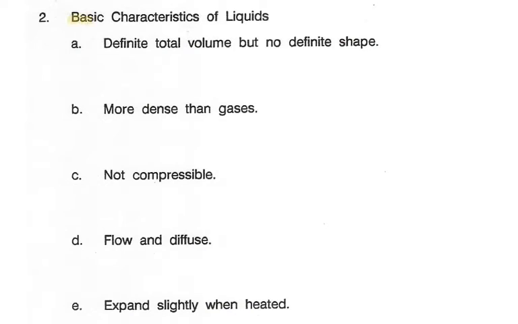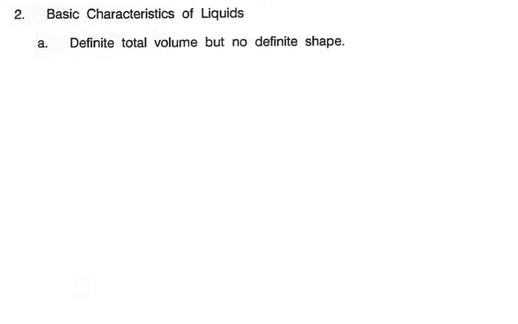Some basic characteristics of liquids that we'll be looking at. They have a definite total volume, but not a definite total shape. They are more dense than gases. They are not compressible. They flow when they diffuse, and they expand slightly when heated. So let's look at what we mean by definite total volume, but no definite shape.